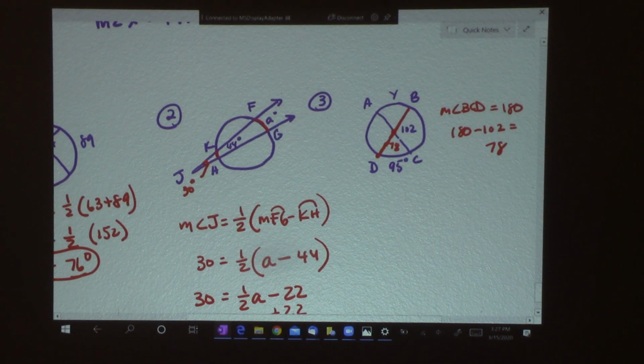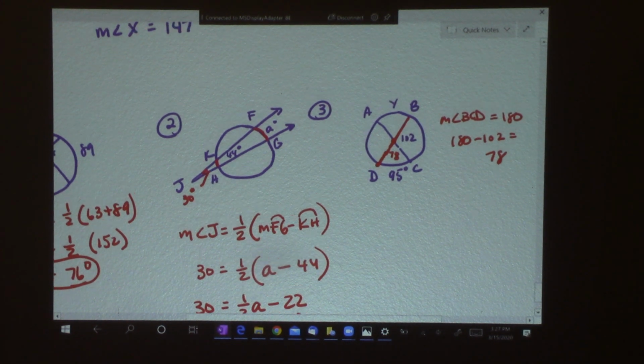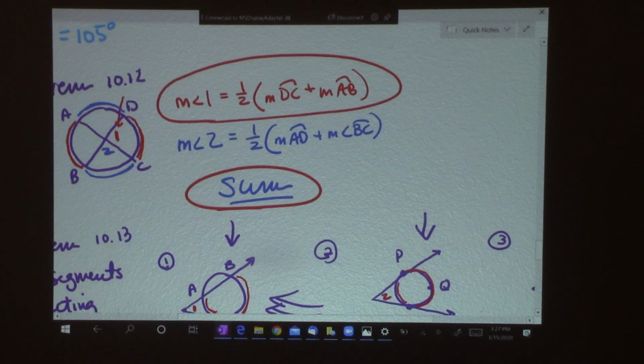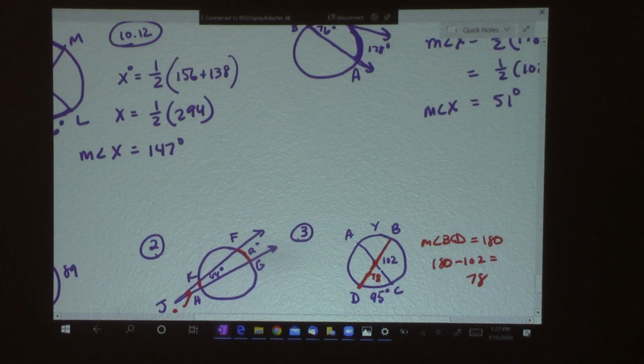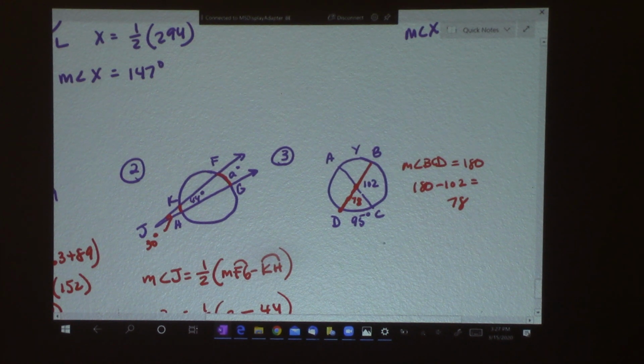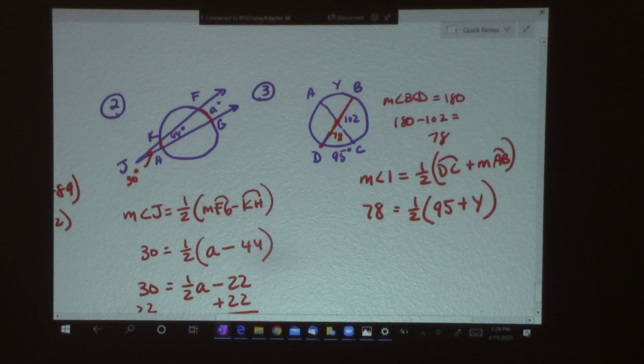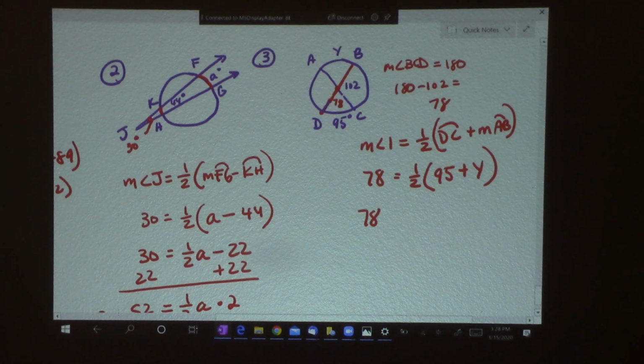So my formula says, let's go up here. Right here it says this. So I'm going to look at that again. My formula says that the measure of angle 1 equals half of DC plus the measure of arc AB. So it's a plus. But I have this angle, so I'm going to put 78 here, and I get half of DC, which is 95, and I don't know AB. That's my Y.